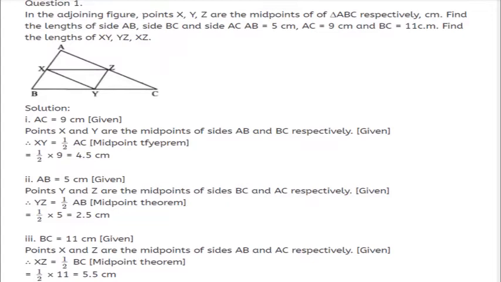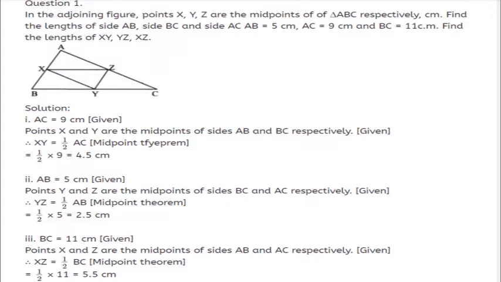AC is equal to 9 centimeters is given. Points X and Y are midpoints of sides AB and BC respectively is given. Therefore, XY will be equal to half of AC in triangle ABC.